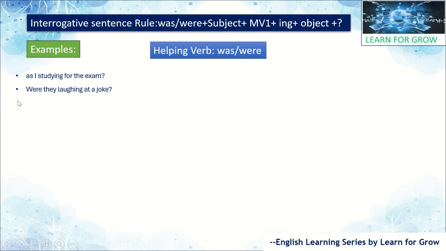See here, "were" is a helping verb, "they" is a subject, plus "moving" or "laugh at a joke", this is the object. Like that only we have: "Was he cooking dinner?" See here, "was" is a helping verb, "he" is a subject, "cook" is a main verb form 1, at the end we put "ing", and "dinner" is the object. Like that only we have examples.